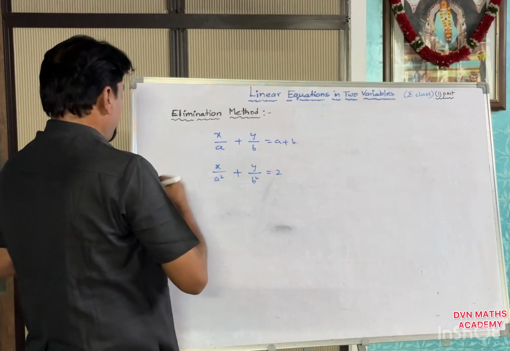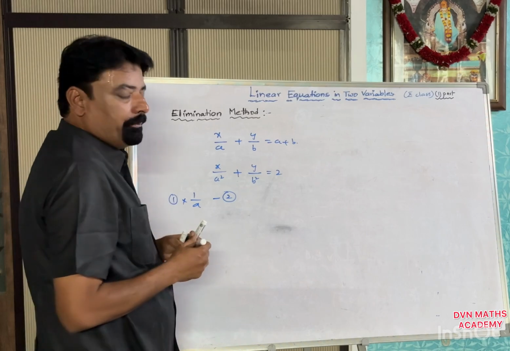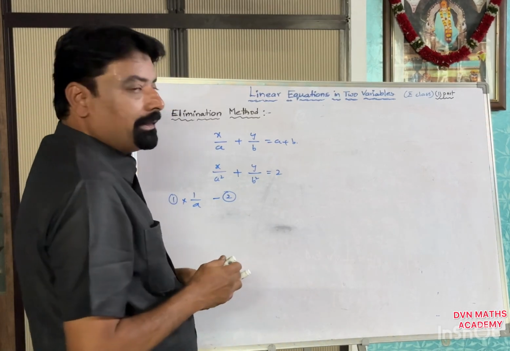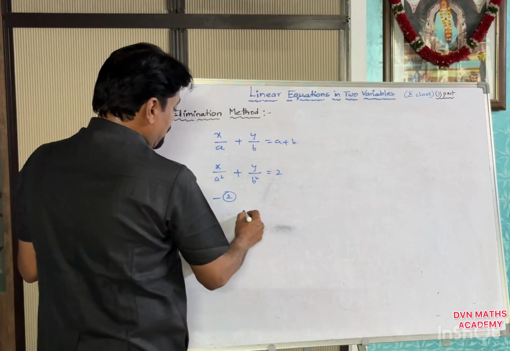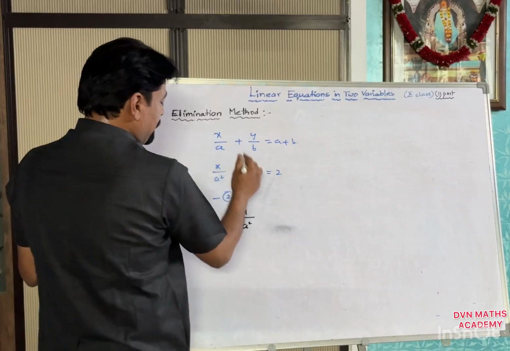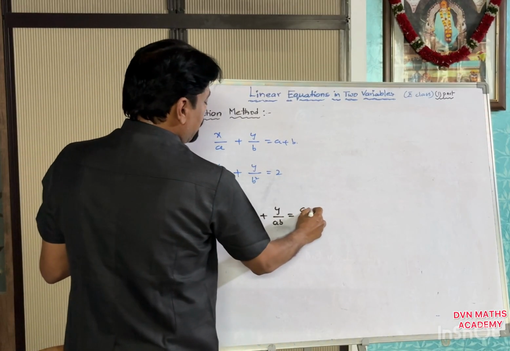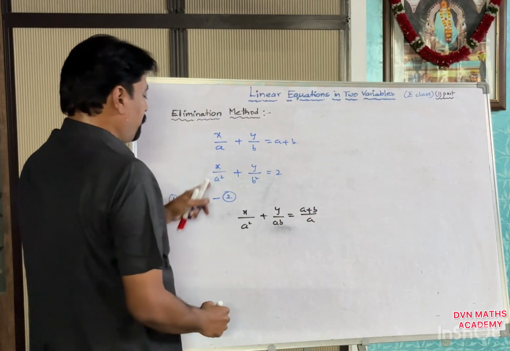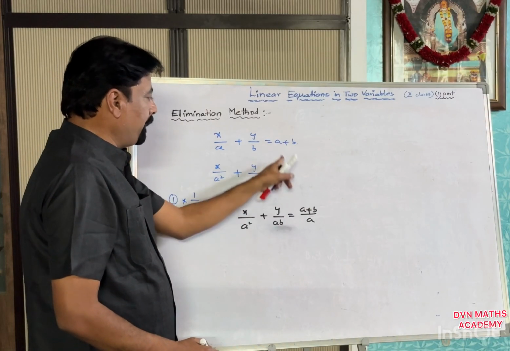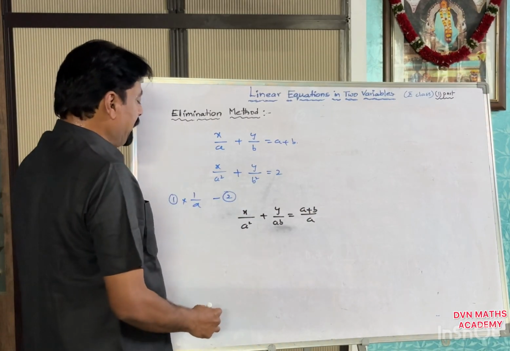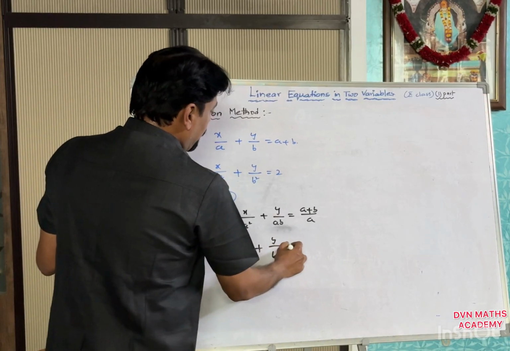What I am doing is first equation into 1 by a minus second equation. I am multiplying the first equation with 1 by a. What happened, if I multiply the first equation with 1 by a, this becomes x by a square plus y by ab, and this is a plus b by a. The second equation as is: x by a square plus y by b square is equal to 2.